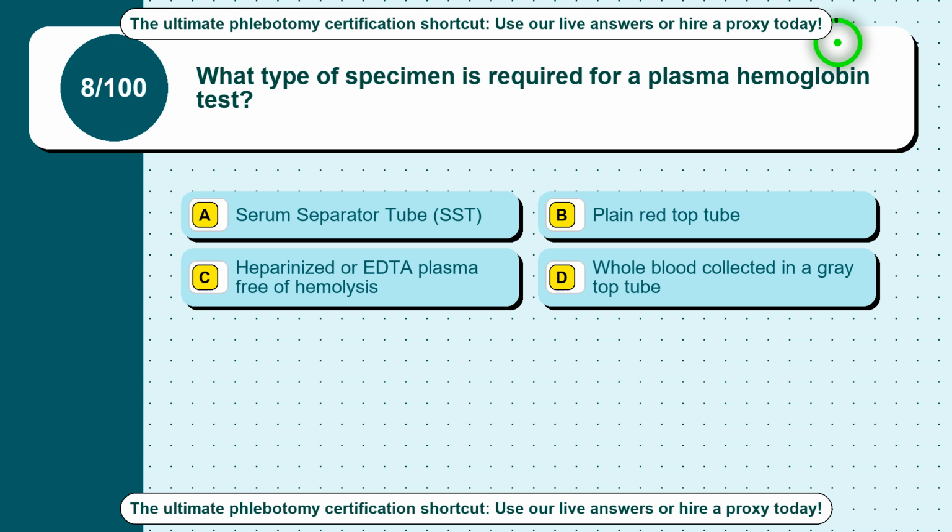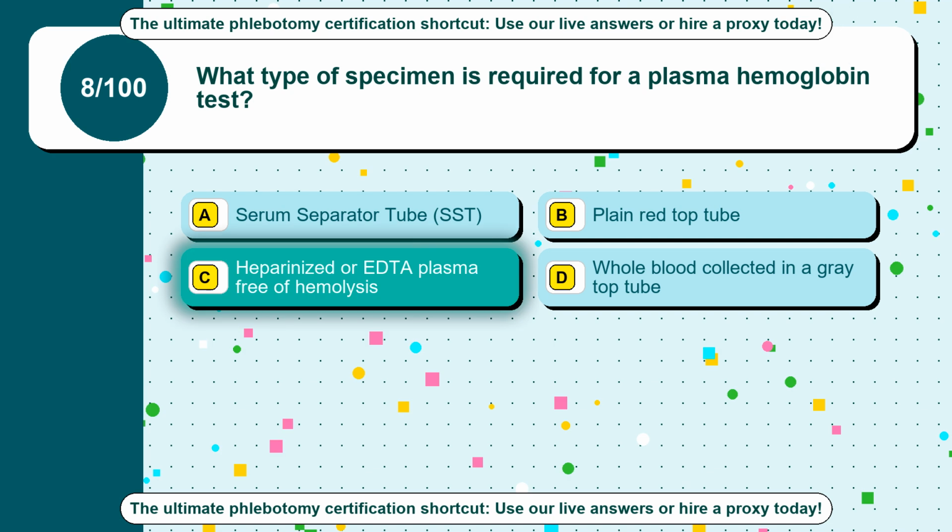Question 8. What type of specimen is required for a plasma hemoglobin test? Option A, serum separator tube, SST. Option B, plain red top tube. Option C, heparinized or EDTA plasma free of hemolysis. Option D, whole blood collected in a gray top tube. The correct answer is option C, heparinized or EDTA plasma free of hemolysis.